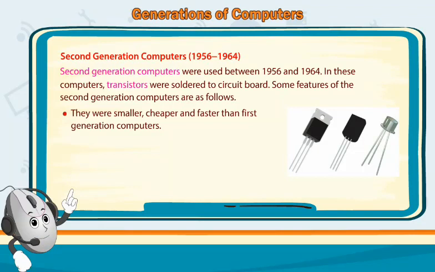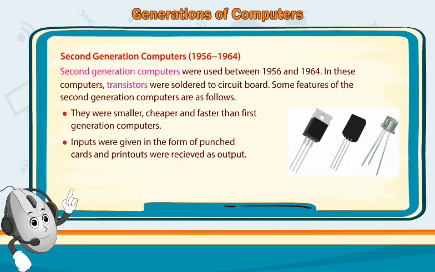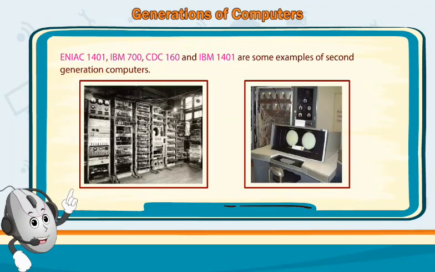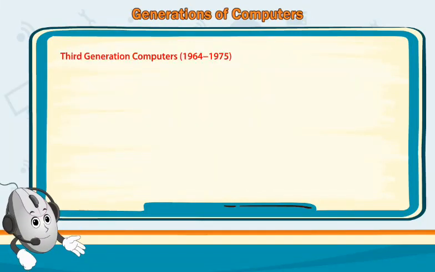They were smaller, cheaper and faster than first-generation computers. Inputs were given in the form of punched cards and printouts were received as output. High-level programming languages like COBOL and BASIC were developed in this generation. ENIAC, IBM 700, CDC 160, IBM 1401 are some examples of second-generation computers.